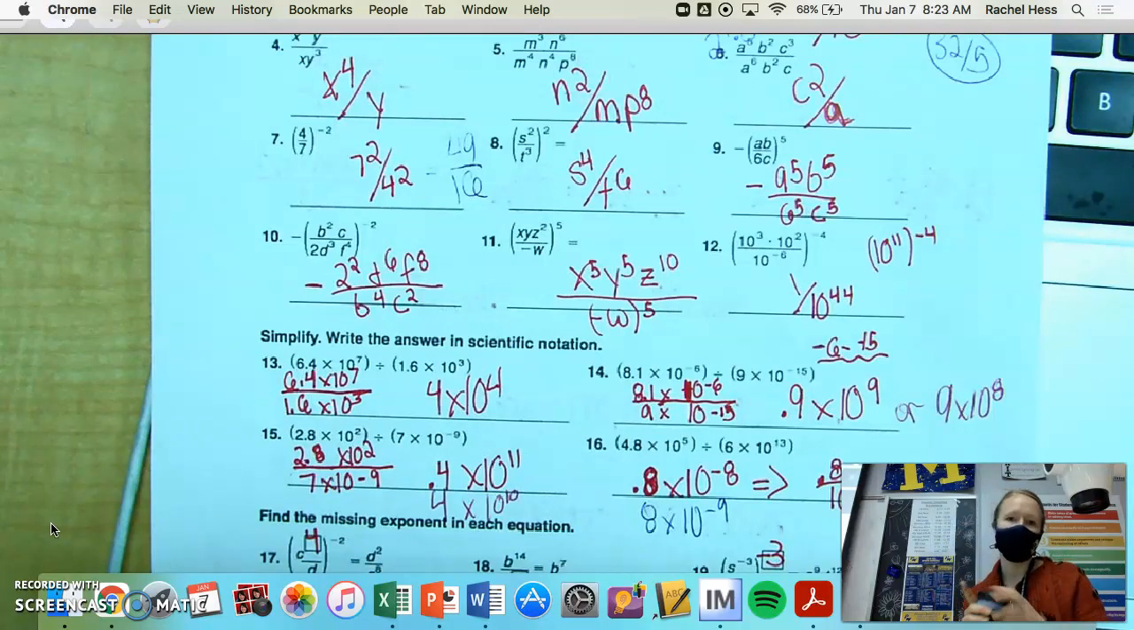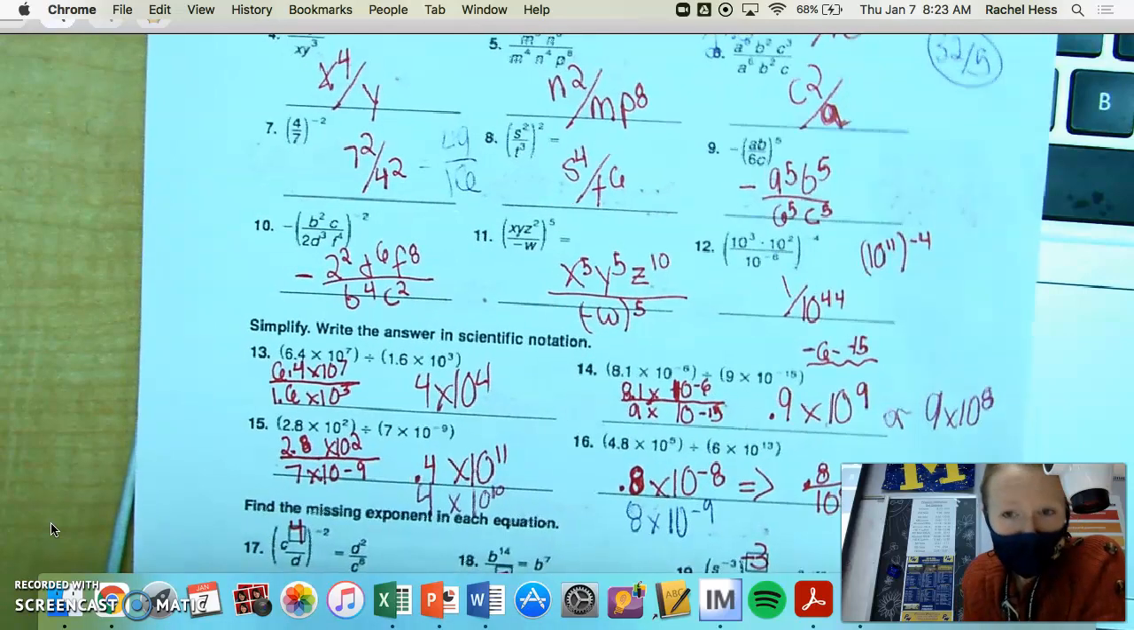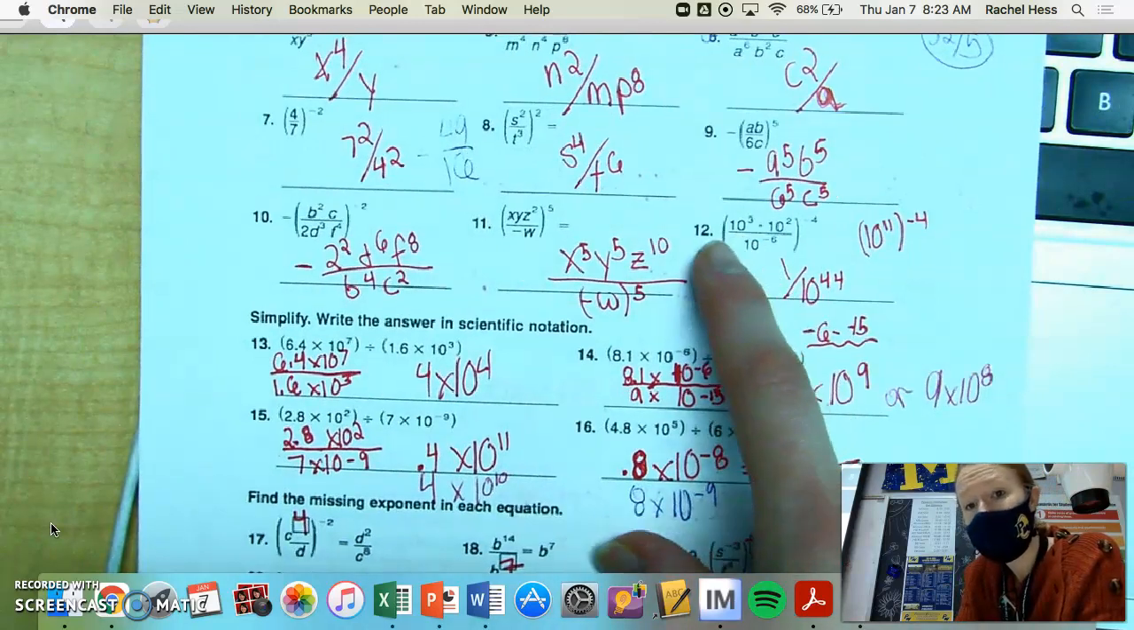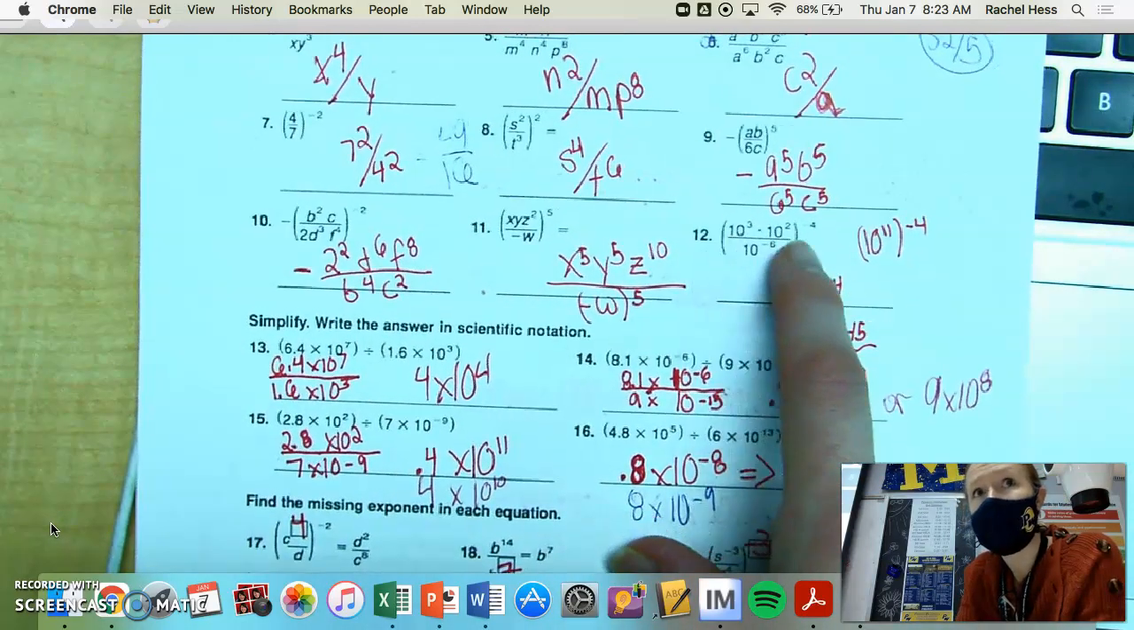I'm guessing none of you expanded number 12. It'd be 44 zeros you had to write on your paper. Number 12 is a great question. You have to combine the top to get 10 to the 5th power, right?